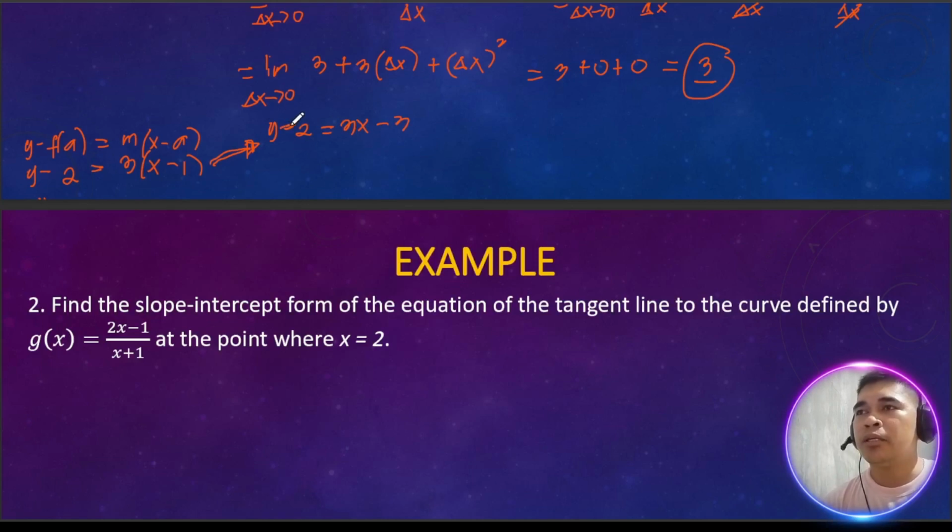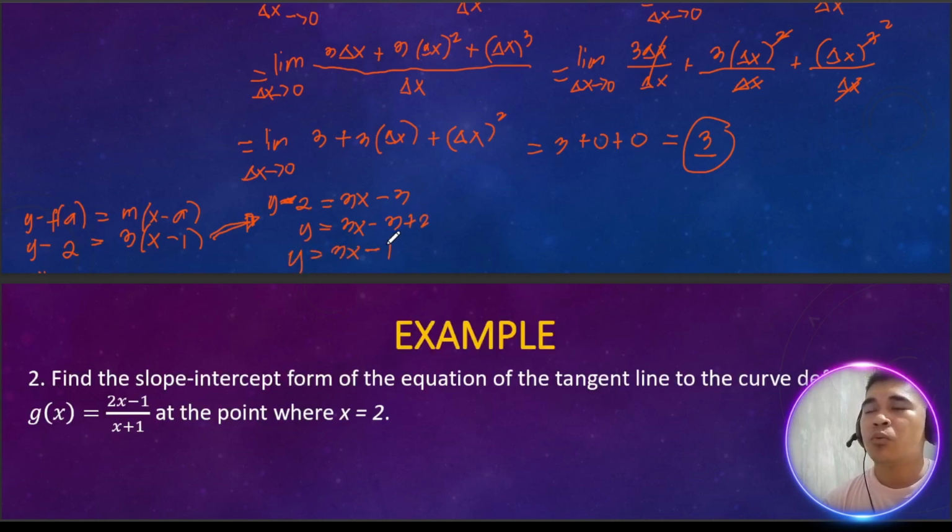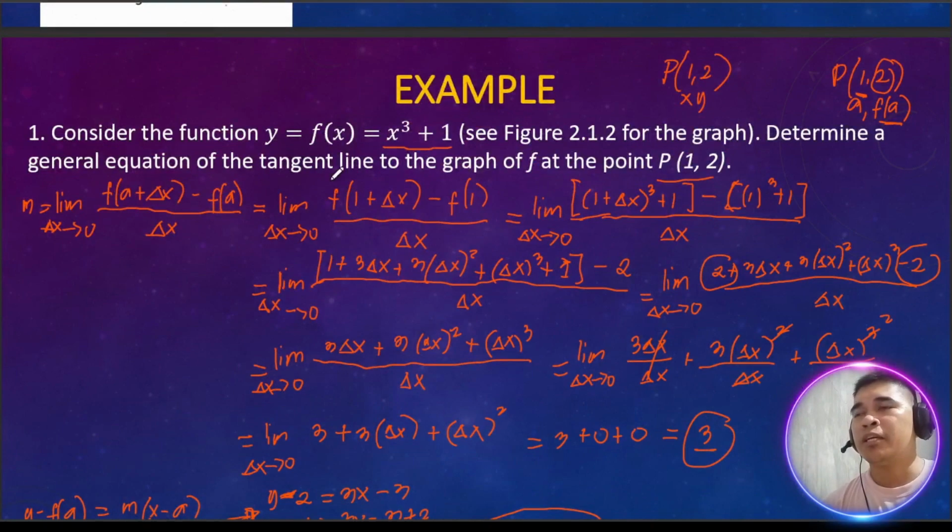So, applying now the properties of equation using the addition property of equality. So, we get, para ma-remove na to si 2 here, since we need to have the general equation, transform lang nato: y equals 3x minus 3 plus 2. So, y equals 3x minus 1. Okay? Or, you can have 3x minus y minus 1 equals 0. Now we have the general equation of the tangent line.